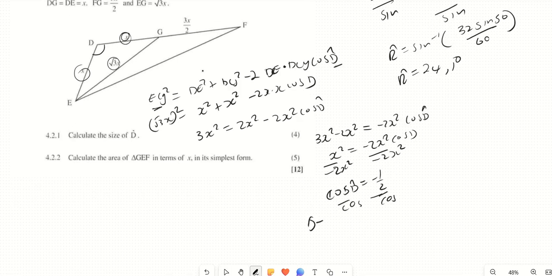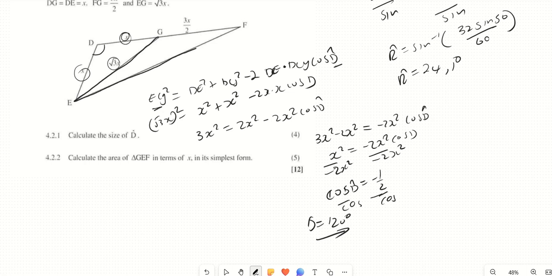So now angle D equals arc cos of negative 1 over 2. That is 120 degrees. They say now calculate the area of GEF in terms of x, the area of this triangle.